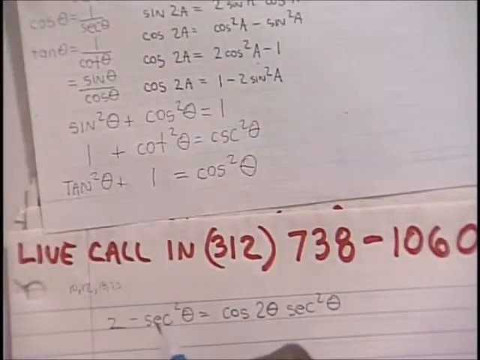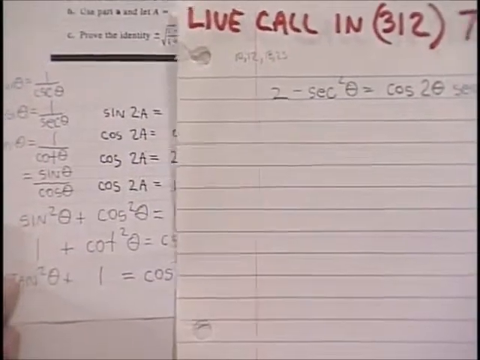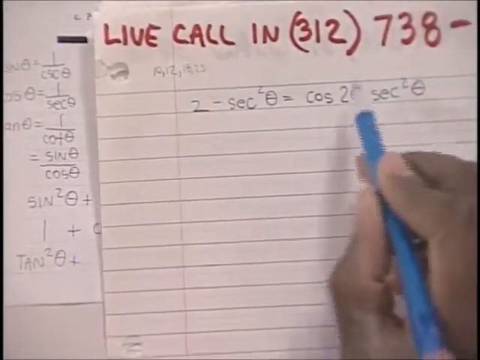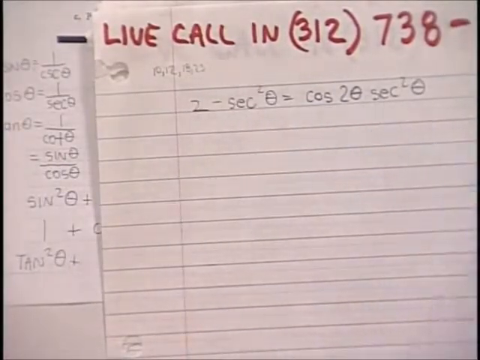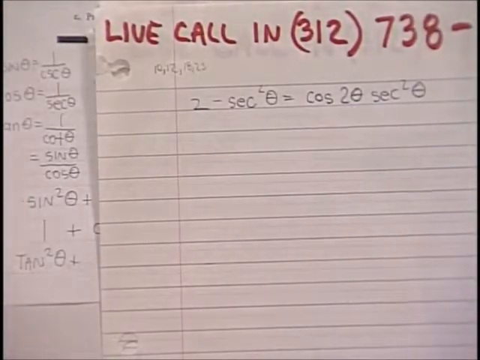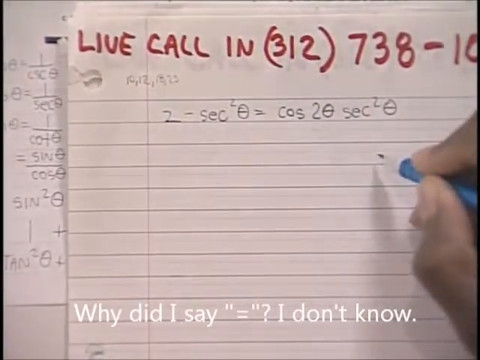I can't fit it all on the same page, so let's just do the best we can. All right, so let's see what we can do. We want to either simplify this side to be equal to that, or simplify this side to be equal to that. I think for this particular problem, it's going to be easiest to work on that side. We've got cosine of 2 theta times secant squared theta.